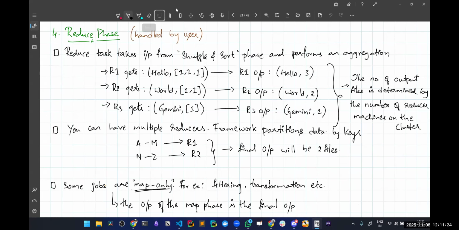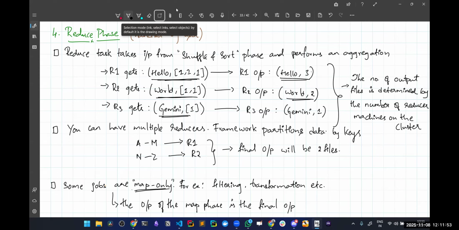Okay. Here is an example. When reduce takes the input from the shuffle and sort phase, this is what our reducer gets. R1 gets this, reducer 2 gets this, and reducer 3 gets this. The output would be this. The final output would be this.